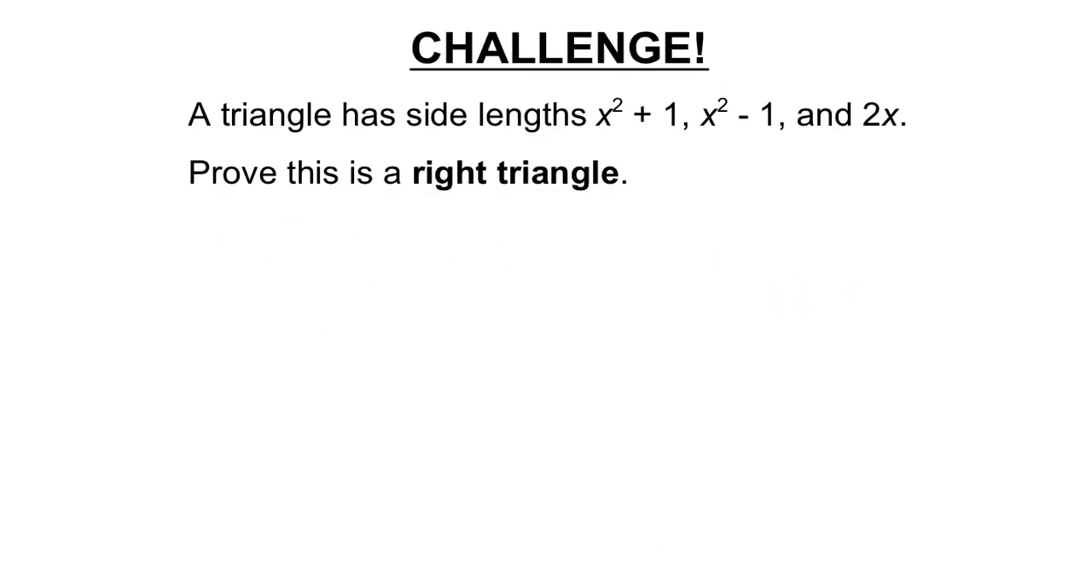Now here's a challenge problem that's kind of off the wall. We haven't talked about trigonometry at all, but this is talking about a triangle. A triangle has side lengths x squared plus 1, that's one side length, x squared minus 1, that's another side length, and 2x, that's the third side length. And we are to prove this is a right triangle.